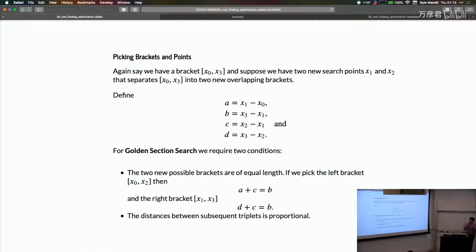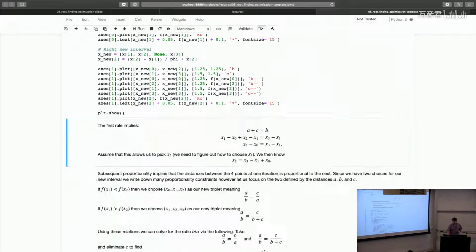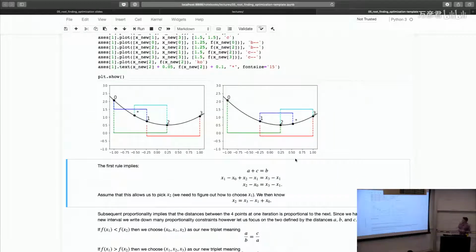And we also want to say that the distances between subsequent triplets is proportional. Okay, so that's a bit of a mouthful. Really what it's saying is, again, we have 3 different points at each iteration, and then we pick a 4th point. But those 3 points, as we go down, we want all the distances between them, so there's 2, to be proportional. In particular, we want them to be proportional in a particular way such that these 2 conditions are satisfied. That's going to lead us to the golden ratio, as we'll see.